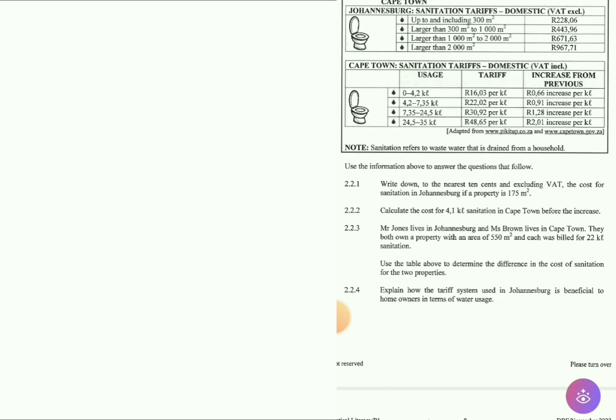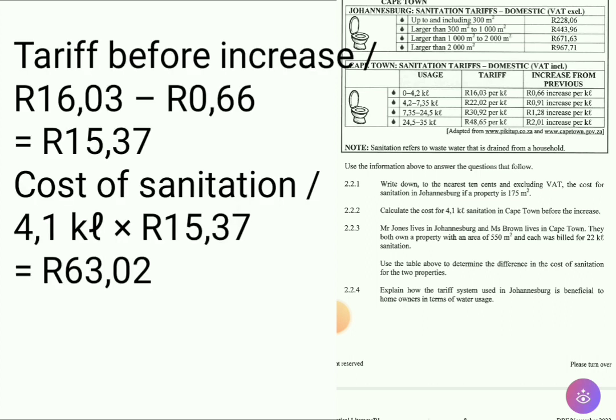Remember, the increase per KL is actually 0.66. So we have to calculate the cost for 4.1 KL. So the increase per KL is what? 0.66. So we're going to say 16.03 per KL, 16.03 minus 0.66. Then we're going to get the answer 15 rand 37. After that, we say multiply by 4.1 KL, which is what we want.